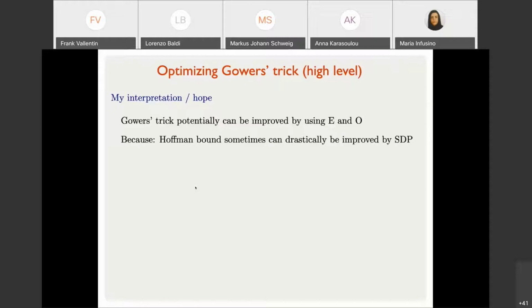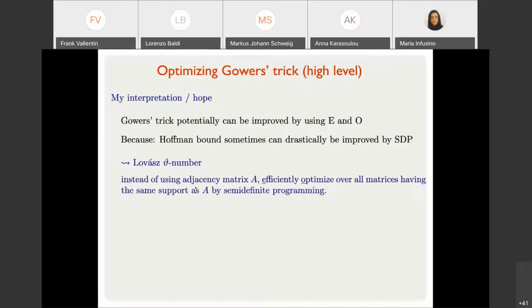The argument is that you can improve Hoffman's bound, sometimes really drastically, by using semidefinite programming, namely by using the Lovász theta number, which does the following. Instead of using the adjacency matrix alone in computing the bound, we can efficiently optimize over all matrices which have the same support as A, using semidefinite programming. So instead of using only lambda min, the smallest eigenvalue of the adjacency matrix, we now optimize over all matrices having the same support as A. And for doing this, we use semidefinite programming, which in this setting you can solve efficiently in polynomial time.